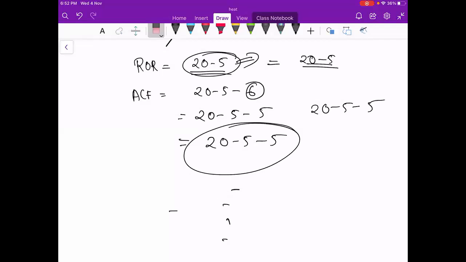If you follow different books, the notations are different. That's why I have explained each and every term. Don't go for notations. What is this P value actually? This P value actually denotes how much money you are getting after selling anything. That's it. So it will be 20.